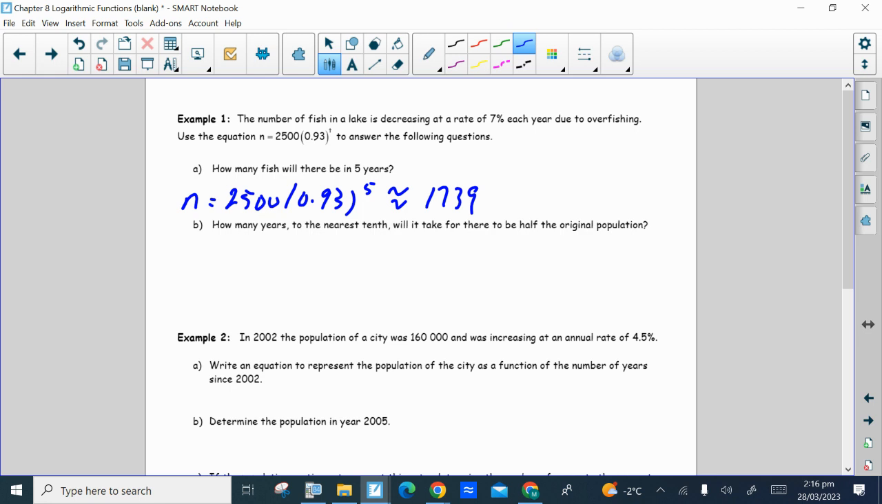How many years will it take for there to be half the original population? So if you have 2,500 right now, that means half of it would be 1,250 fish. That will be the final population. We need to solve for t in this case. We would do that by dividing both sides by 2,500, which will give us 0.5 on the left.